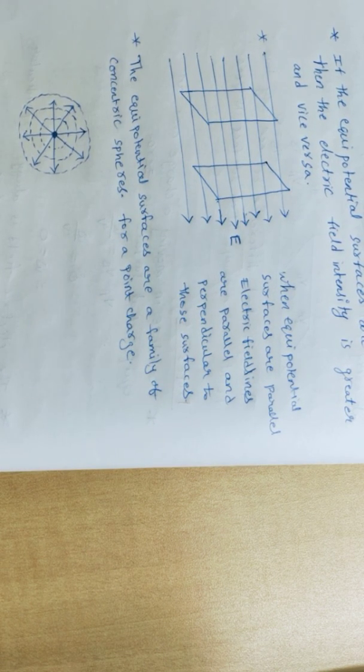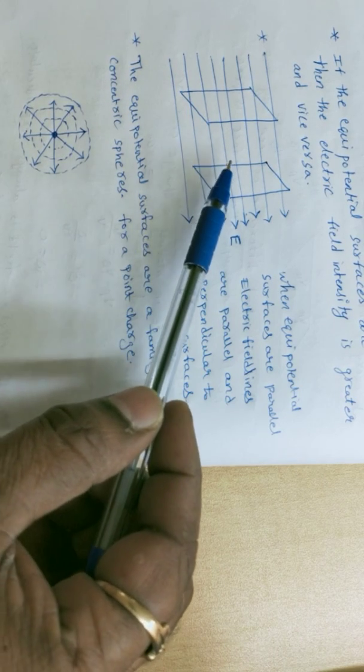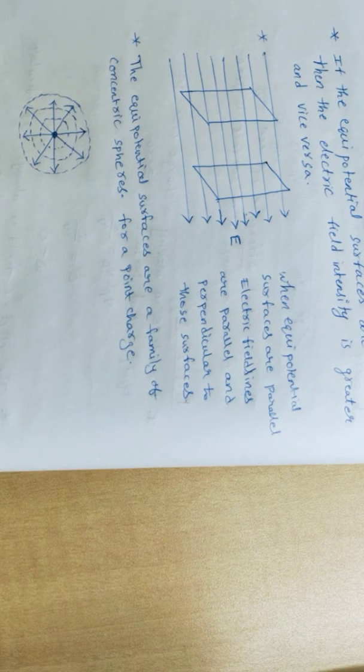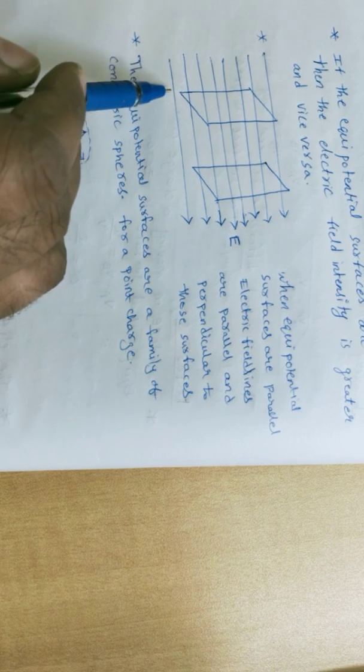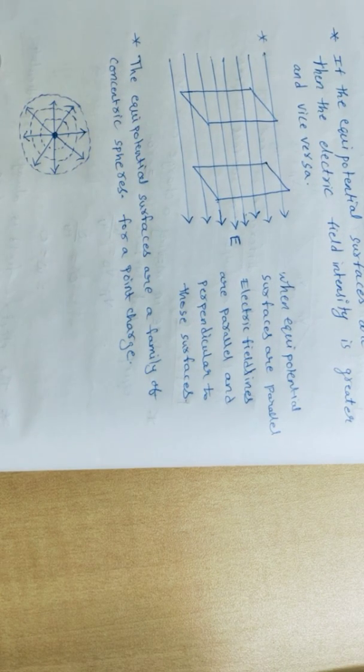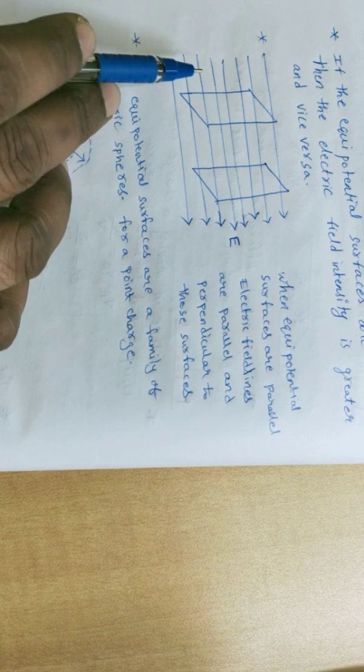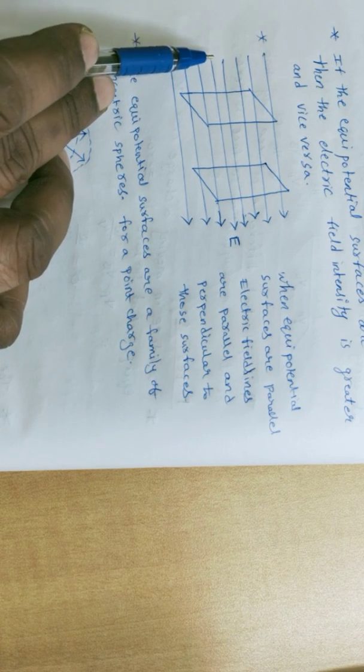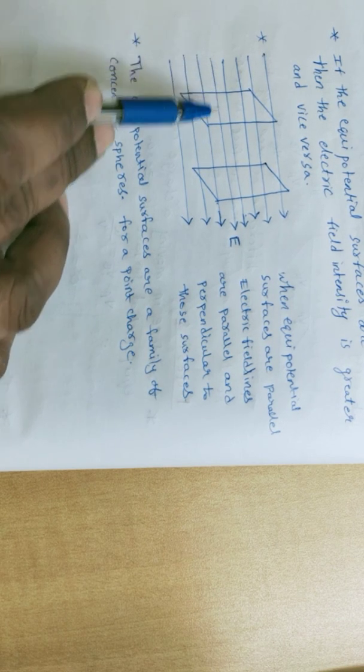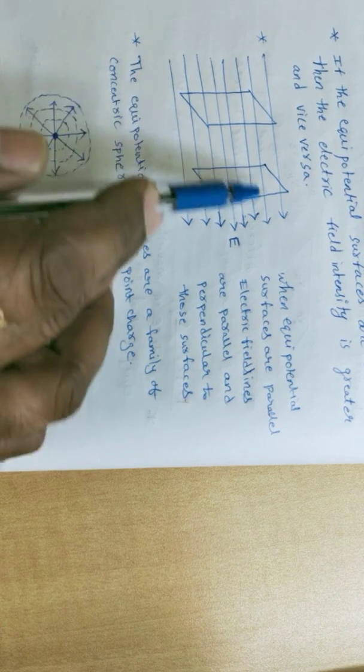Observe carefully. In this case I have represented two diagrams. In the first diagram, let's consider this as the first equipotential surface and this one as another equipotential surface. Those two are placed parallel to each other. Here we are observing the electric field intensity developed through those two planes, and we observe it perpendicular to those planes only.